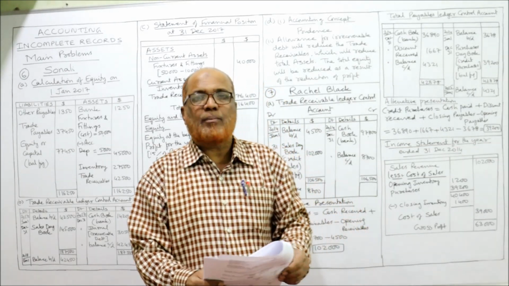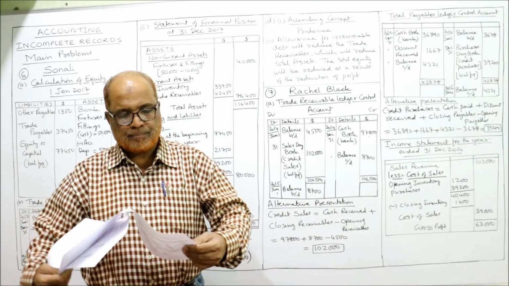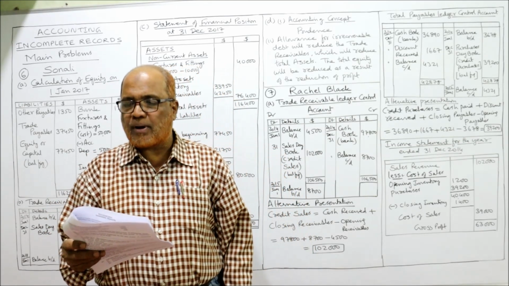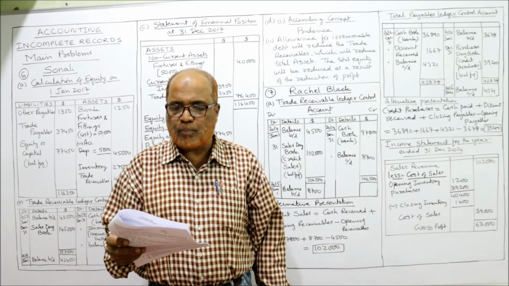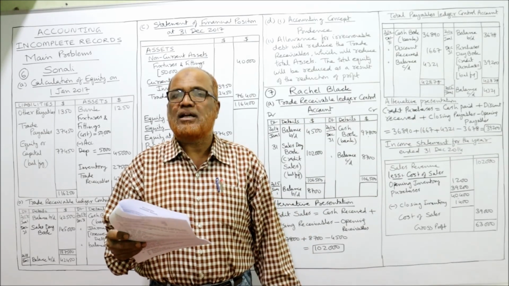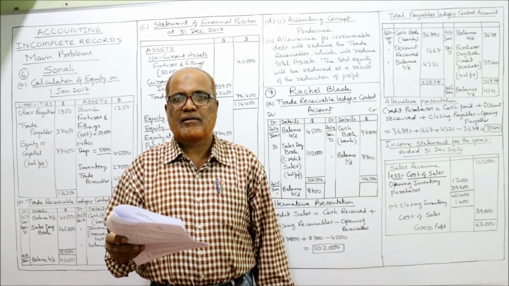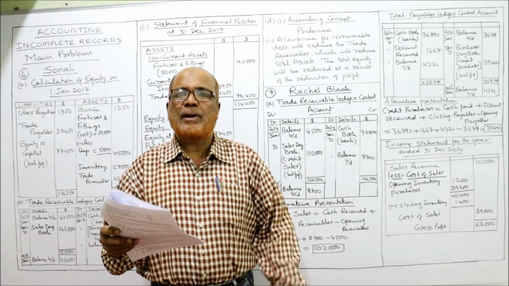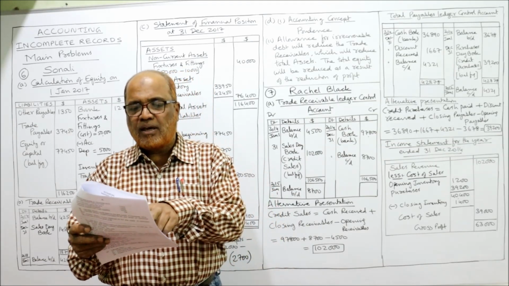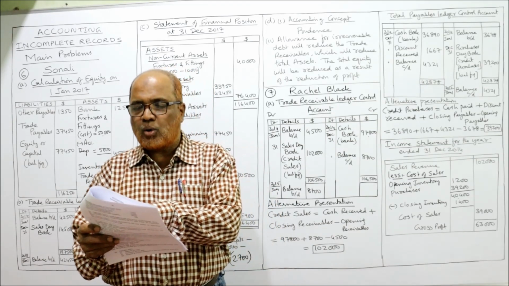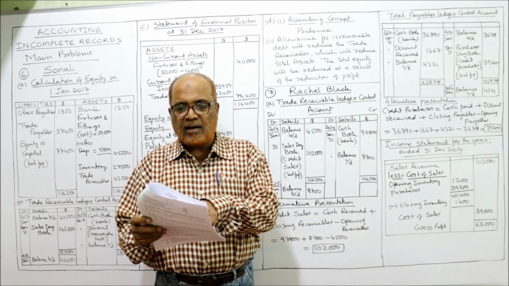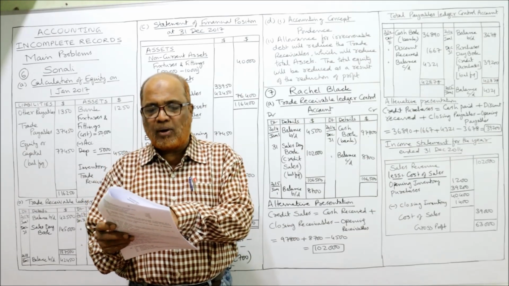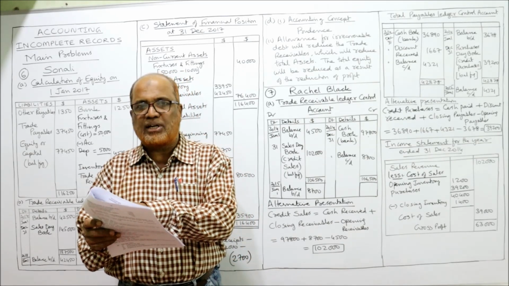Now I am coming to problem number 7. See carefully. Rachel Black, a sole trader, does not keep proper accounting records but was able to provide the following information for the year ended 31st December 2014. So he does not keep a complete set of records; he has incomplete records. But information is given: opening inventory 1,200, closing inventory 1,400. Trade receivable opening 4,500, closing 8,700. Trade payable opening 3,678, closing 4,321.